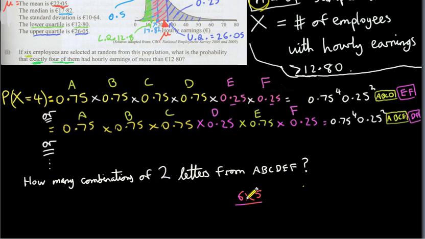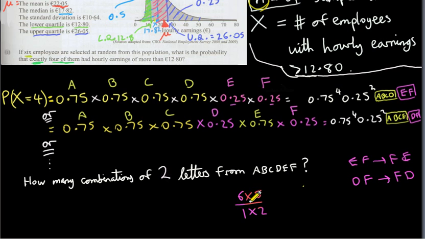That is to select 2 letters. However, we need to divide this by the number of ways of arranging 2 letters. That's just 1 by 2. So if we have EF, for example, we can't have FE. So for every combination EF, we can just turn it around. So EF becomes FE, or DF can be turned around to give FD.